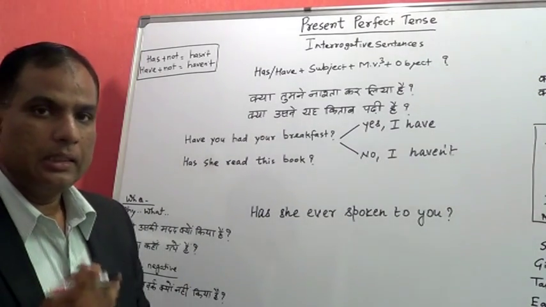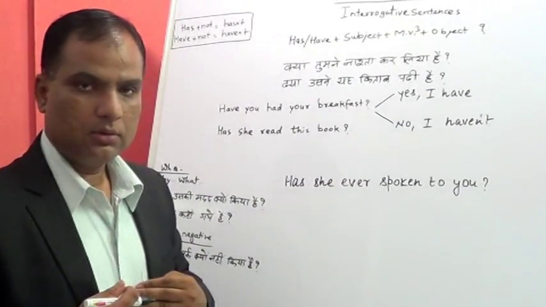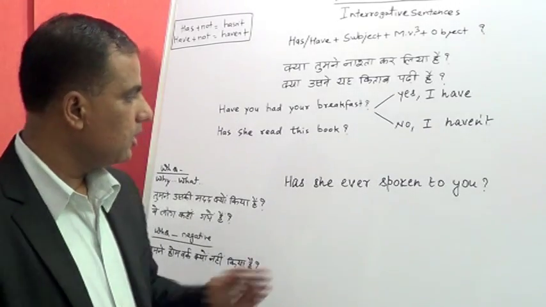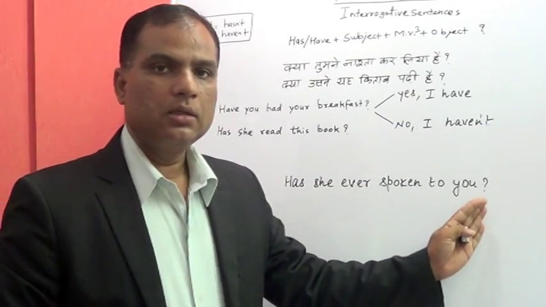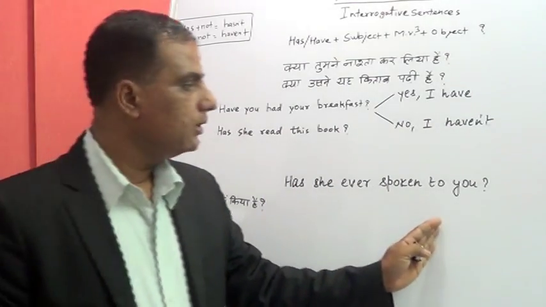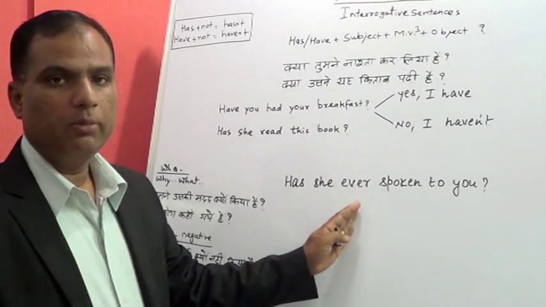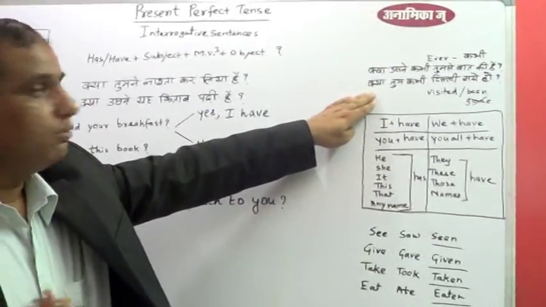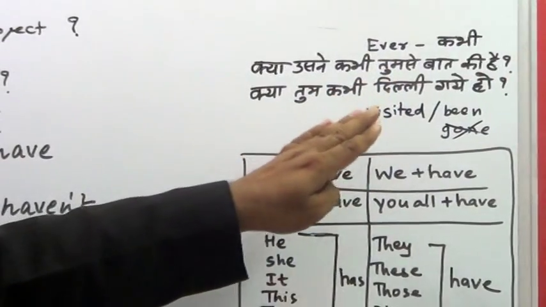Now let's suppose I have not spoken to the person at any point of time in the past. I will say I have never spoken to her, or she has never spoken to me. So that is how the answer will be given. Now another very important category, क्या तुम कभी दिल्ली गए हो?